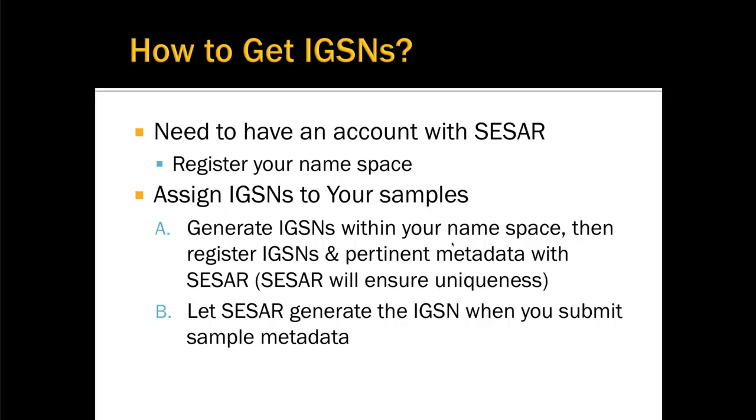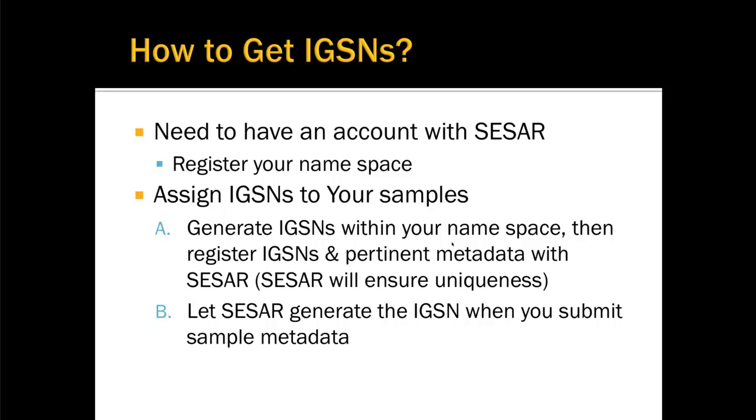So if you want to get an IGSN, the first step to do is get an account with SESAR. You have to sign up with GeoPass, which is our authentication system. You will need to select a namespace for your samples and register that with SESAR. And then you can start assigning IGSNs. How that is done, we will demonstrate later. Leslie will do that. But you have two options.